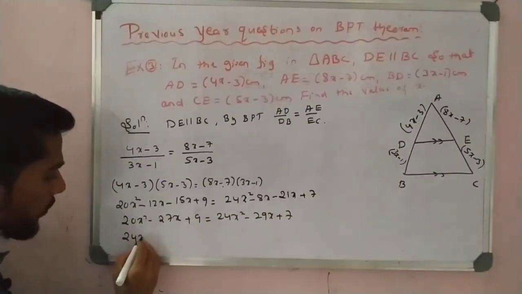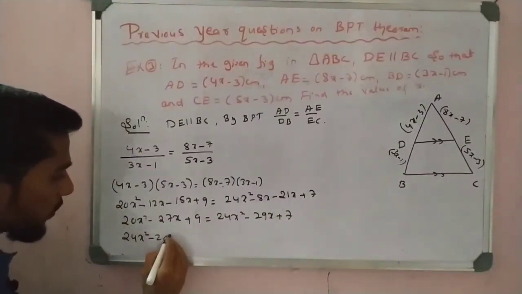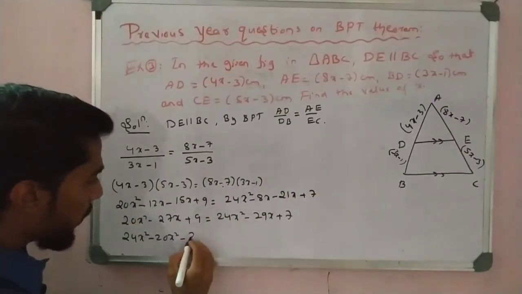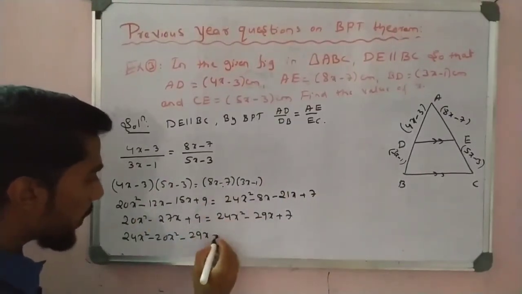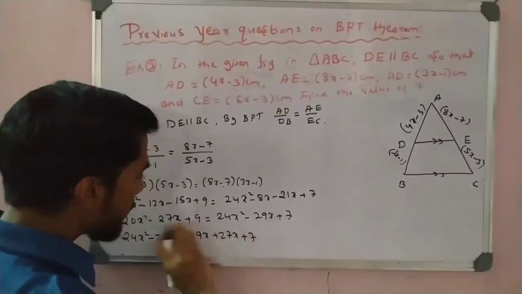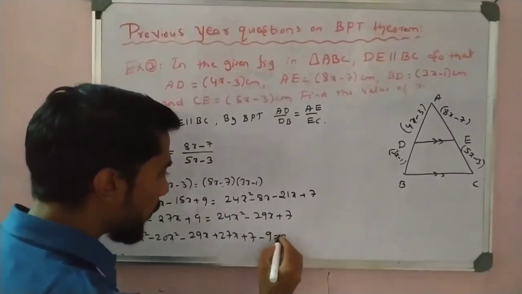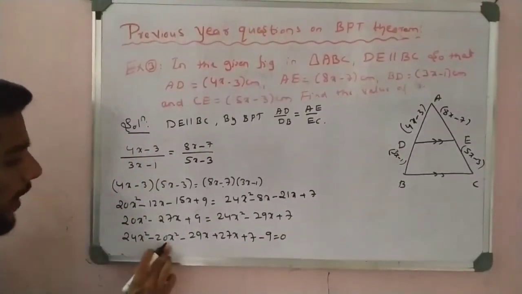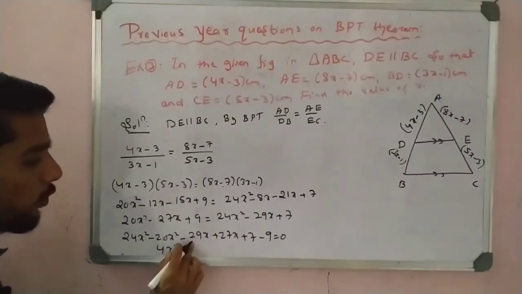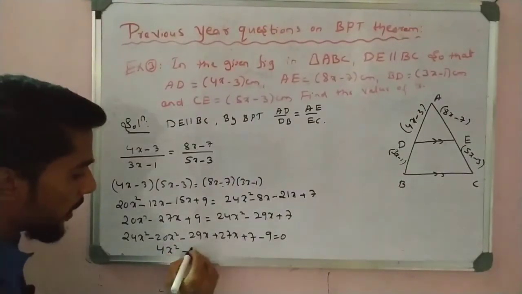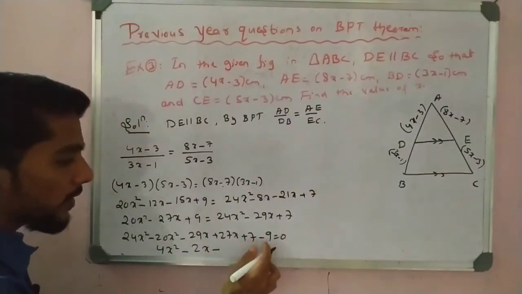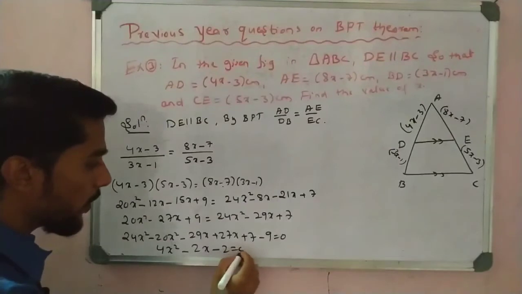So 24x square, minus 20x square, because I can take 20 that side. Okay, then minus 29, this side means plus 27x, and plus 7, as it is, 9 that side means minus 9. So let us see, 24 minus 20 means nothing but 4x square. Then minus 29 plus 27 means minus 2x. Here also 7 minus 9 is minus 2, equal to 0.